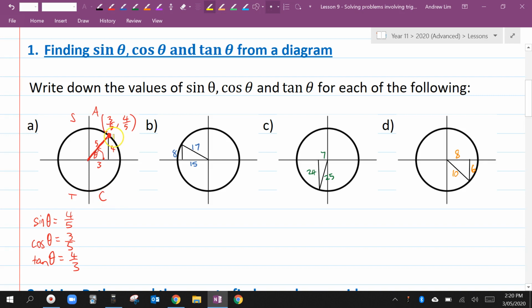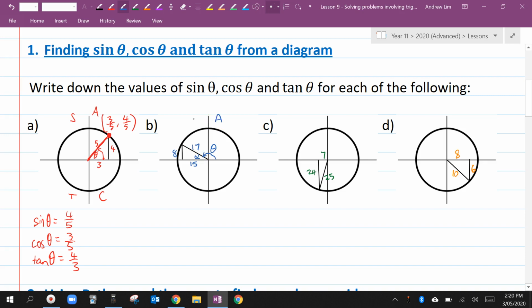So here, all of these are positive. All of these trig ratios are positive. All right, let's have a look at question B. It's important, again, to remember that this angle is theta. Okay, so let's assume that this reference angle is alpha.